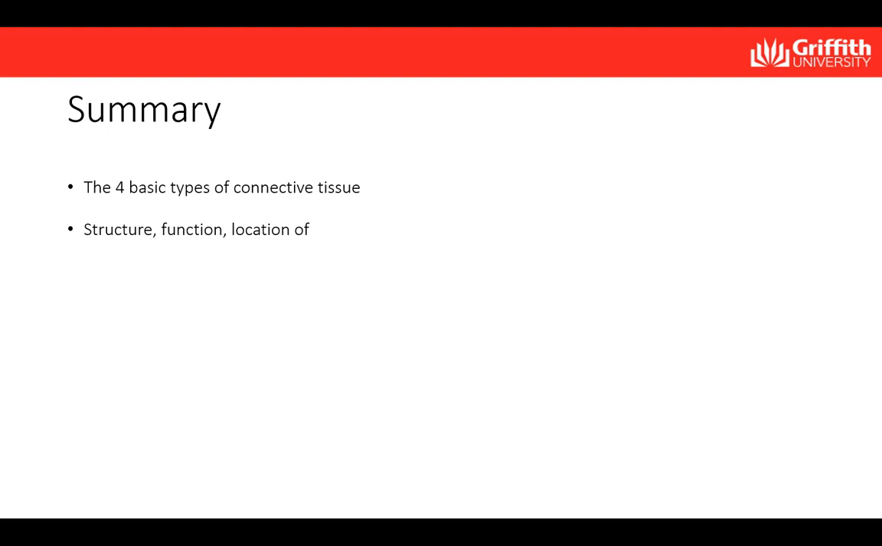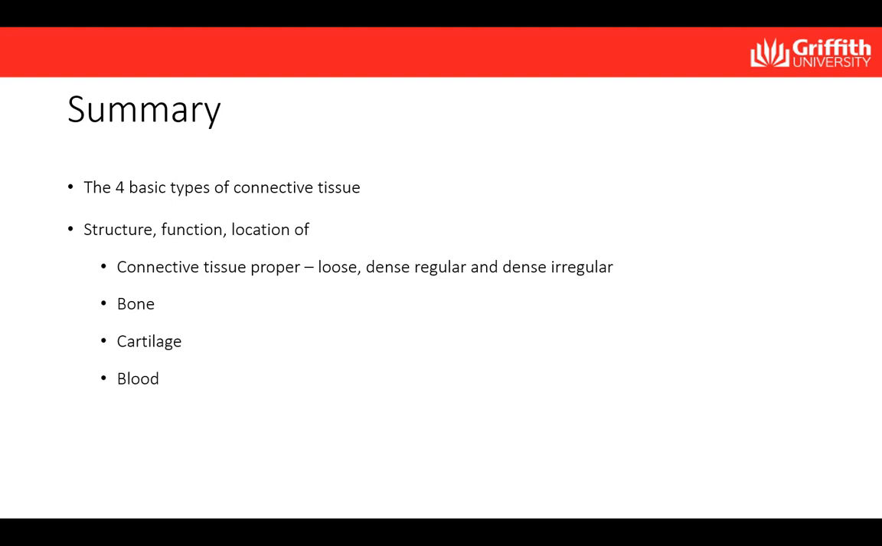From this video, we have covered the 4 basic types of connective tissue, and we have learnt the structure, function, and location of the loose, dense regular, and dense irregular connective tissue proper, bone, different kinds of cartilage and their location in our body, and finally, blood and its function.